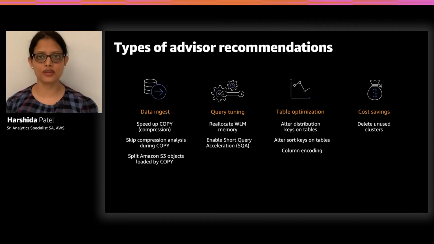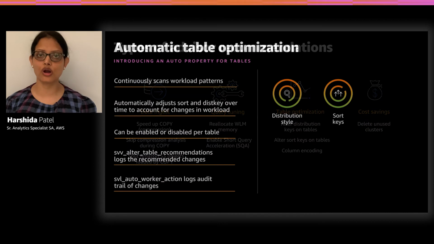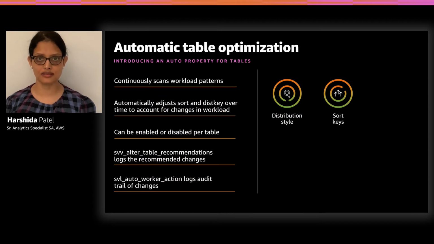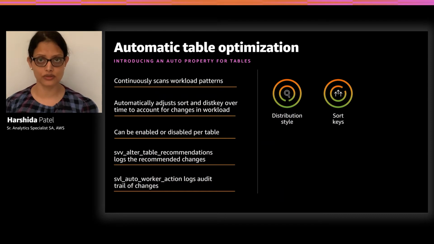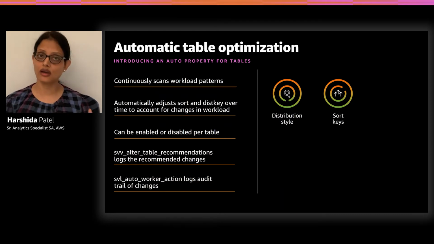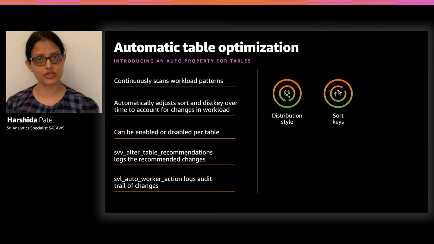To take this step further, Redshift now supports this feature, auto table optimization. You can choose to enable this at a table level, and when you choose to enable it, it automatically applies the distribution key and the sort key as observed based on your workload. You can also see what recommendations were made and get an audit trail of when those changes were applied using the system tables.